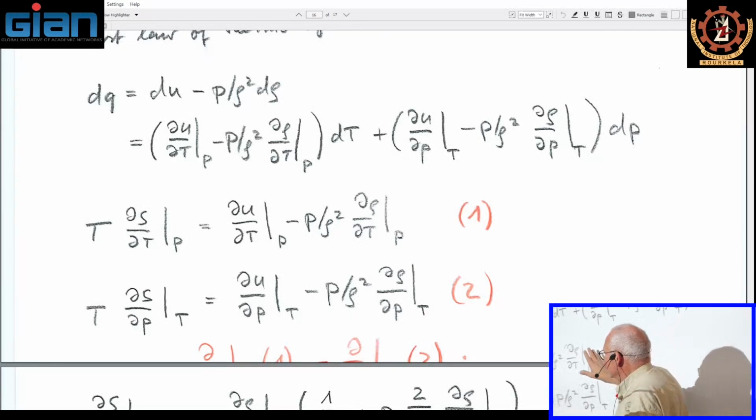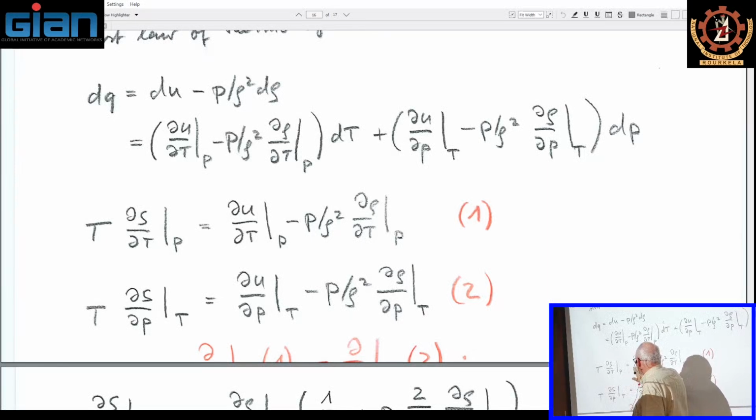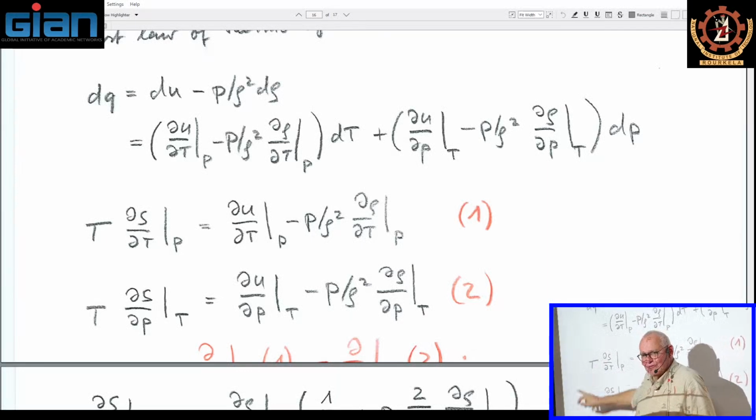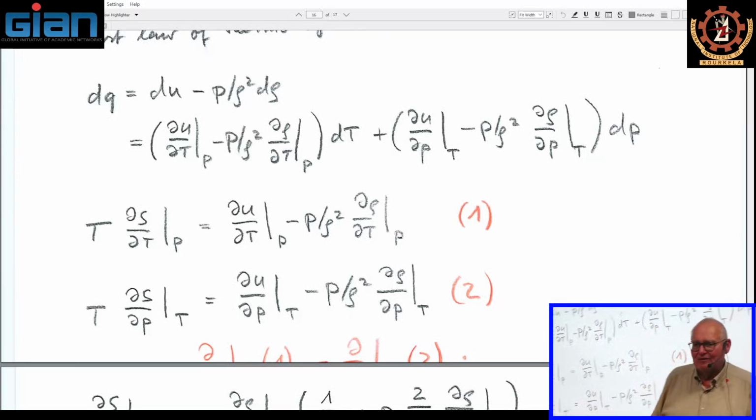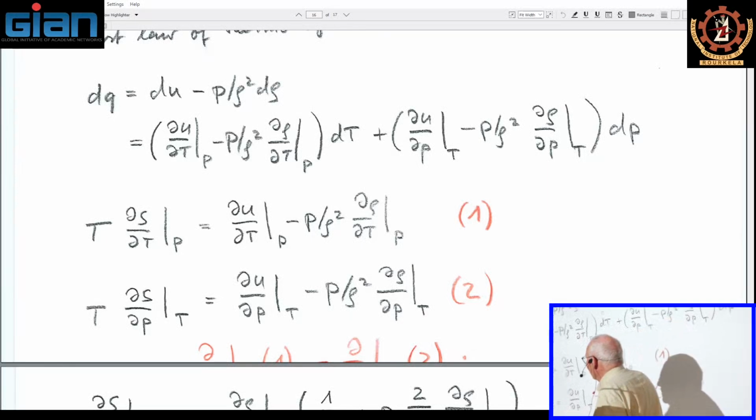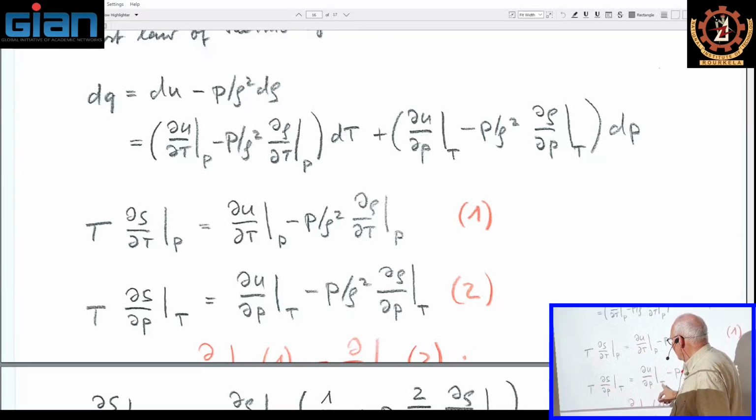So let's consider first the left-hand side. We differentiate this quantity with respect to temperature at constant pressure. Then we have to differentiate this with respect to pressure at constant temperature. If we differentiate temperature with respect to pressure at constant temperature, it's 0. Okay, this is 0, and the second one will cancel with that. And so this has to be differentiated with respect to pressure at constant.